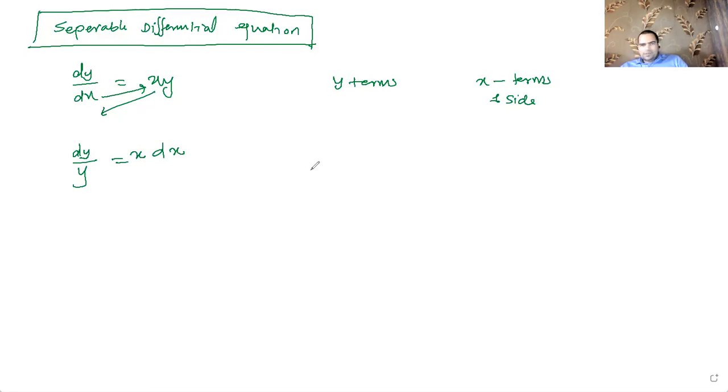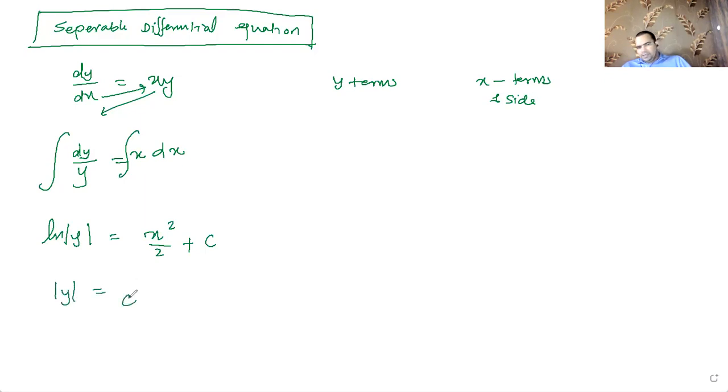Now, this is what I was talking about in the beginning: you integrate both sides, but obviously you put the constant of integration on only one side. Integration of dy over y is ln y, and integration of x is x squared over 2 plus c. Now when I get rid of the absolute value of the ln term, the absolute value of y will be e to the power of x squared over 2 plus c, and then y equals plus or minus e to the power of x squared over 2 plus c.